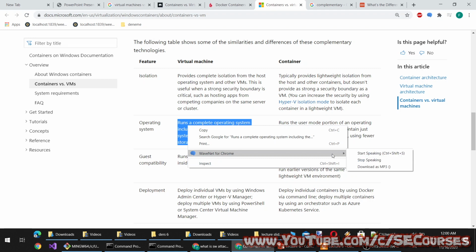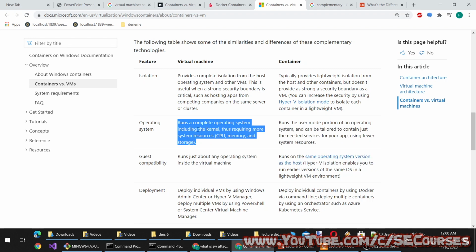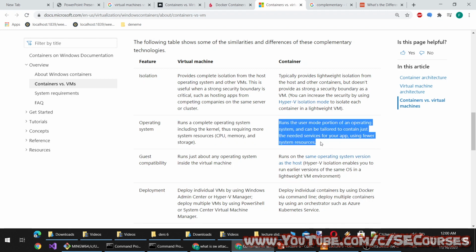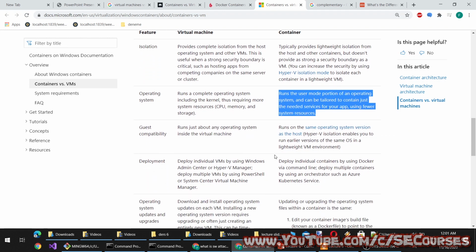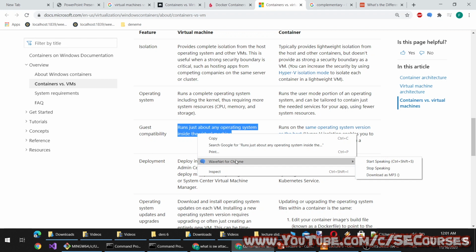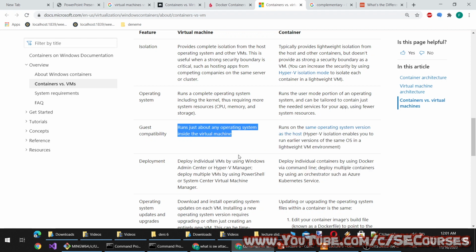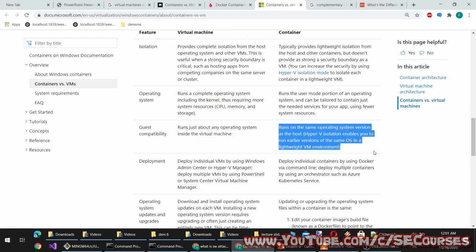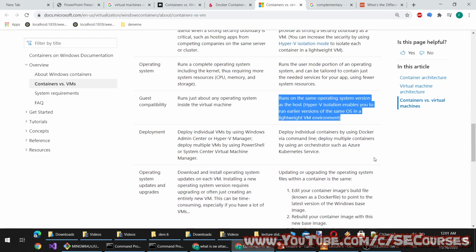From the operating system feature, a VM runs a complete operating system including the kernel, thus requiring more system resources: CPU, memory, and storage. A container runs the user mode portion of an operating system, and can be tailored to contain just the needed services for your app, using fewer system resources. From guest compatibility, a VM runs just about any operating system inside the virtual machine. A container runs on the same operating system version as the host. Hyper-V isolation enables you to run earlier versions of the same OS in a lightweight VM environment.